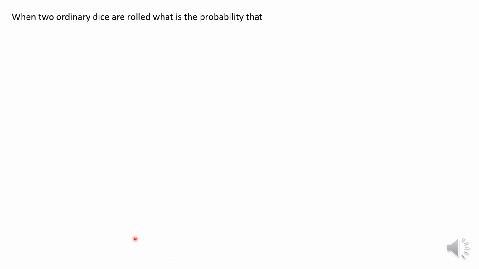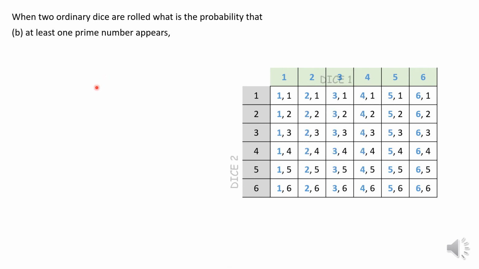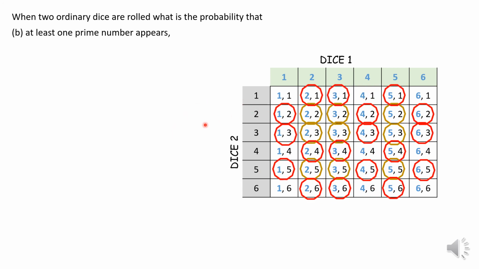The B part says again, at least one prime number appears. So here, we have got the condition that, like what we had before, all those 9 out of 36. But now we also have to bring in all the other combinations where there is at least one prime number. Like 2 is a prime number, 1 is not. 3 is a prime number, 1 is not. So it's all those red ones plus these other ones here. All right. And if you count them up, you are going to get 3 quarters, or 27 over 36. And you simplify 27 over 36, you get 3 quarters.